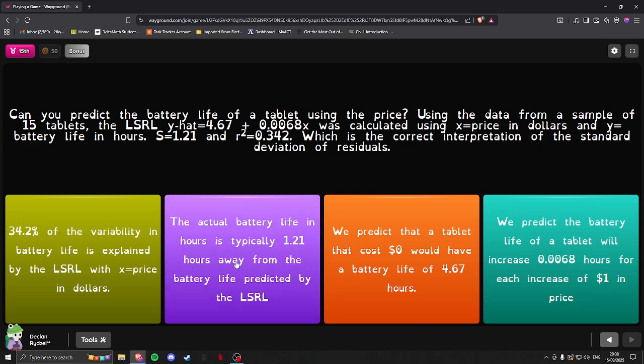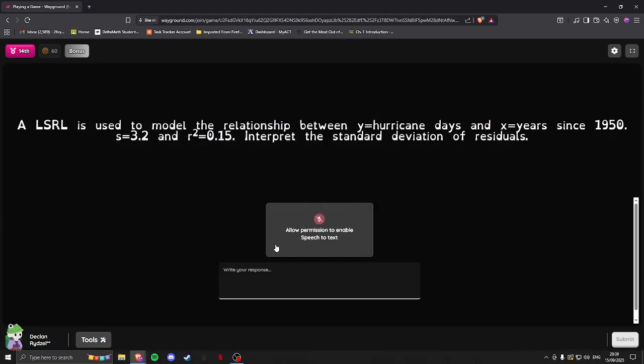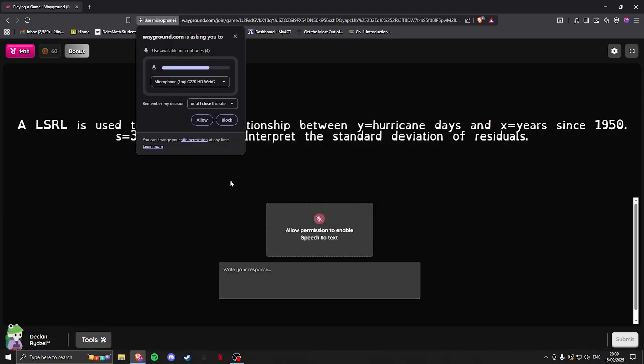So that would be this one, because that's, again, the only one that actually includes the number in it. But the actual battery life in hours is typically 1.21 hours away from the predicted by the least squares regression line. So this is the actual something is typically something away from the predicted value by the least squares regression line. That is what, again, it's standard deviation.